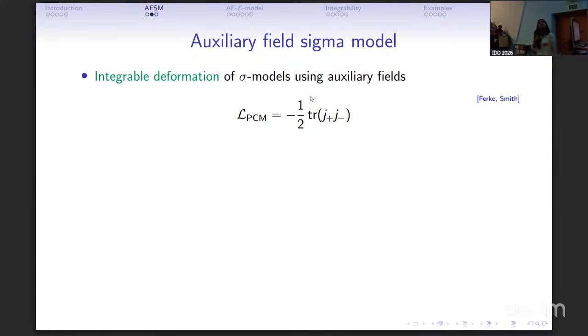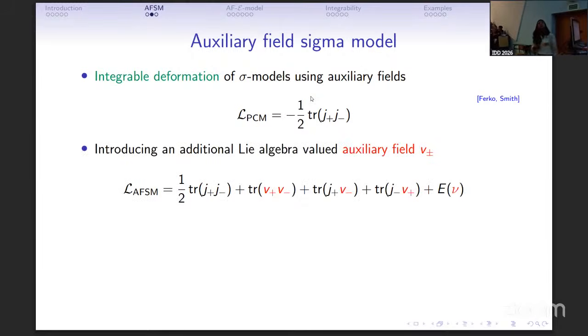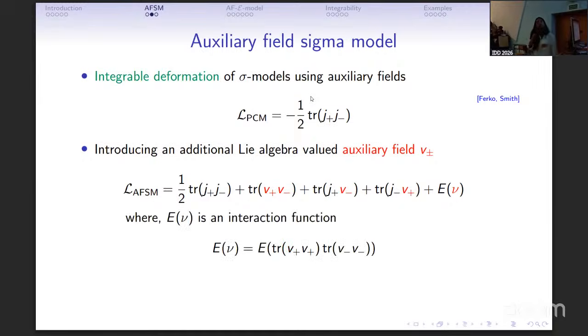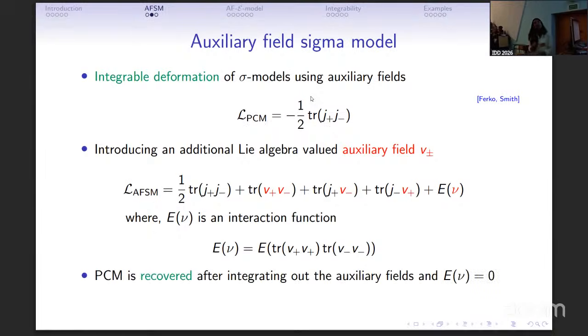So the idea is that you can start with a simple principal chiral model action, and then introduce an additional Lie algebra valued auxiliary field, the ones in red, these little v's, along with an interaction function, which depends on this little mu, which takes this particular form. So the idea is that, let's say you want to go back from the deformed case to what you started with. All you need to do is turn off the interaction function, integrate out the auxiliary fields, and then you would go back to PCM. That's how you would recover it.